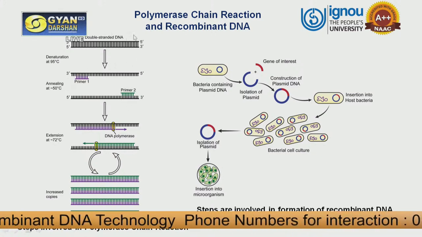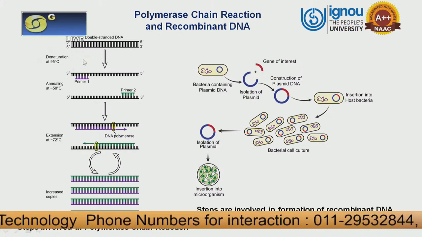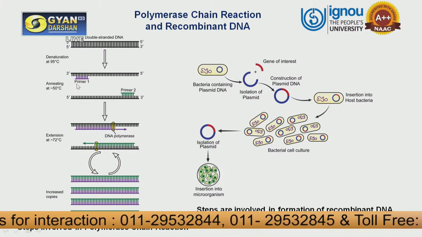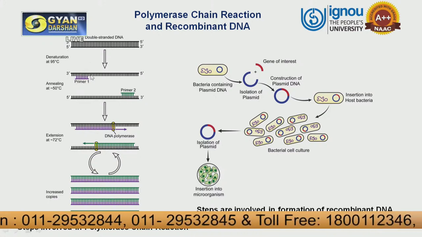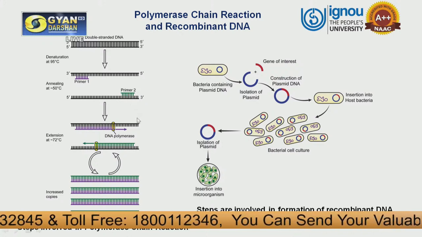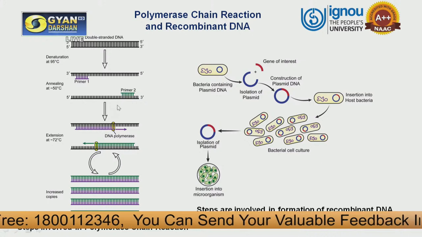This is the double-stranded DNA. So once we denature the double-stranded DNA, we add the primers. These primers are complementary to the strand of the DNA, so they bind at the appropriate position. With the action of DNA polymerase, what happens?